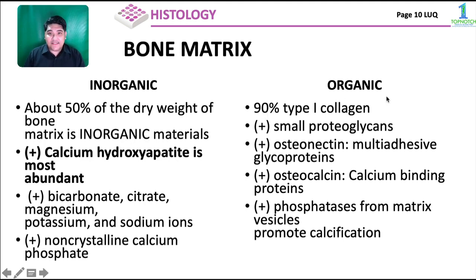Now, your organic component is collagen, type 1 bone collagen, 90% type 1. There are small proteoglycans, and osteonectin, which I mentioned earlier. Just remember osteocalcin, it is a calcium-binding protein. And then phosphatases from matrix vesicles that promote calcification. That is why our extracellular matrix hardens.